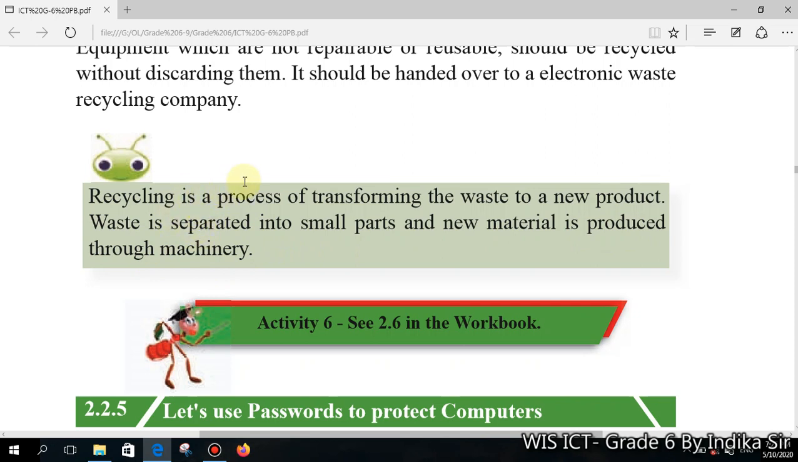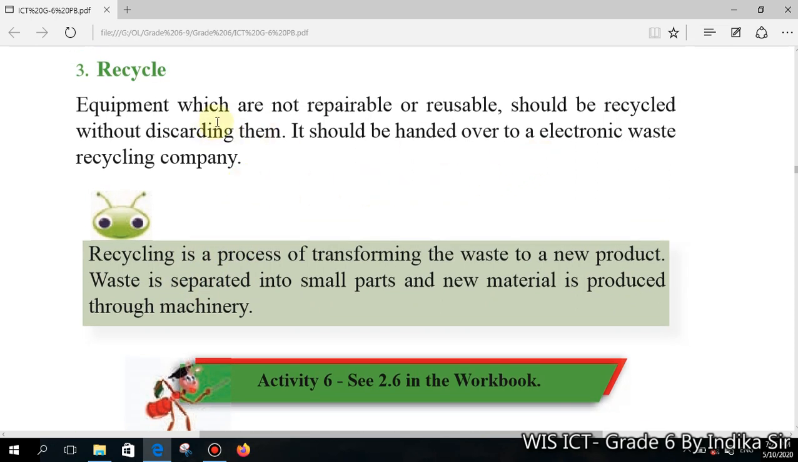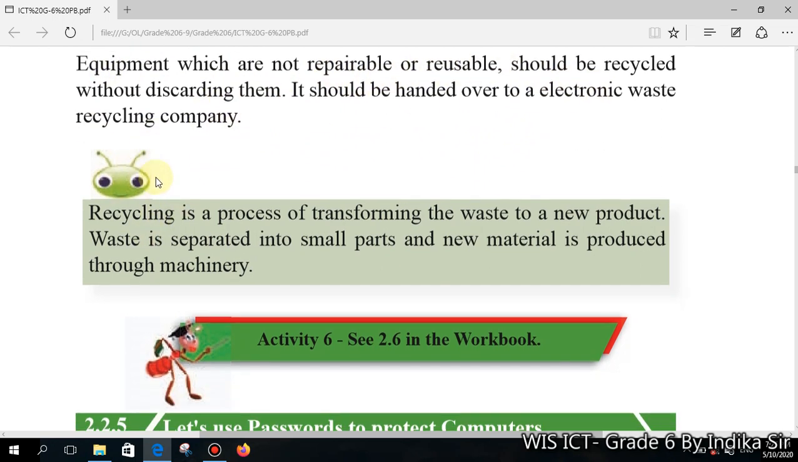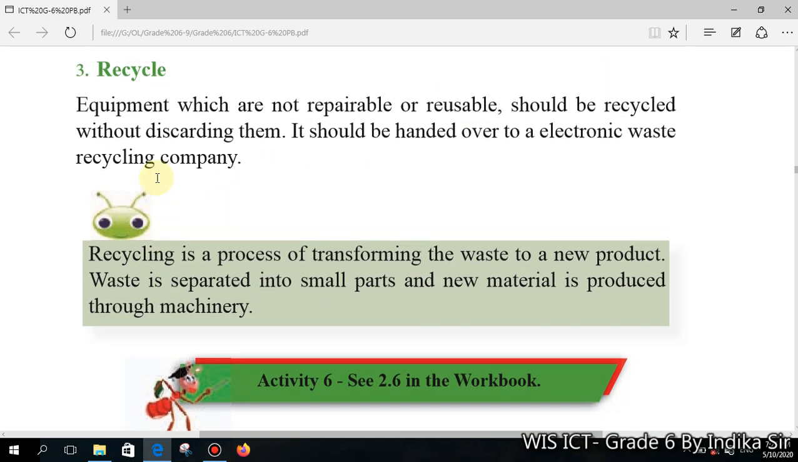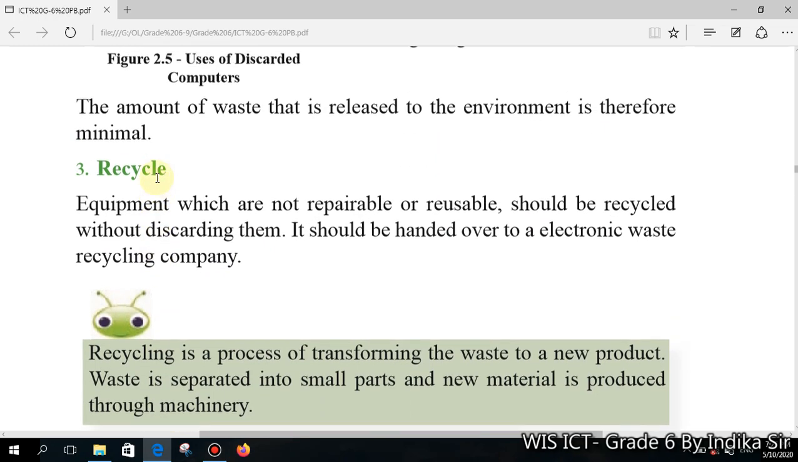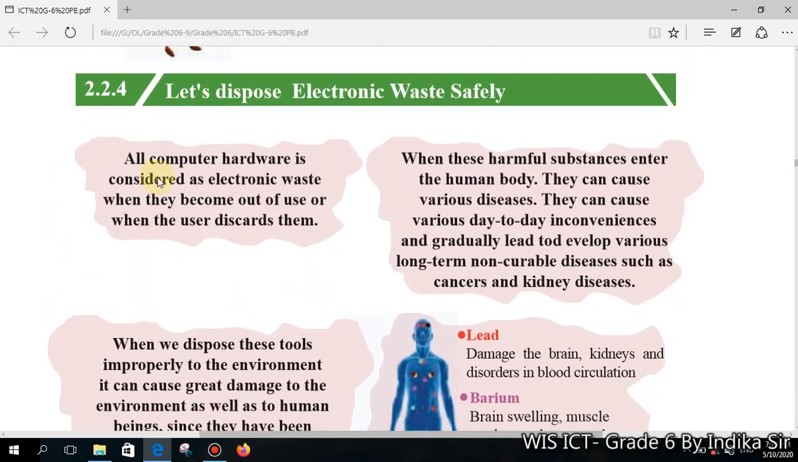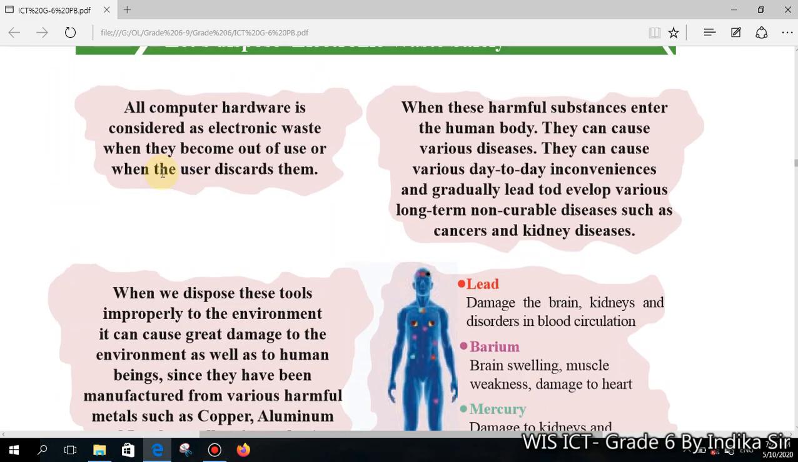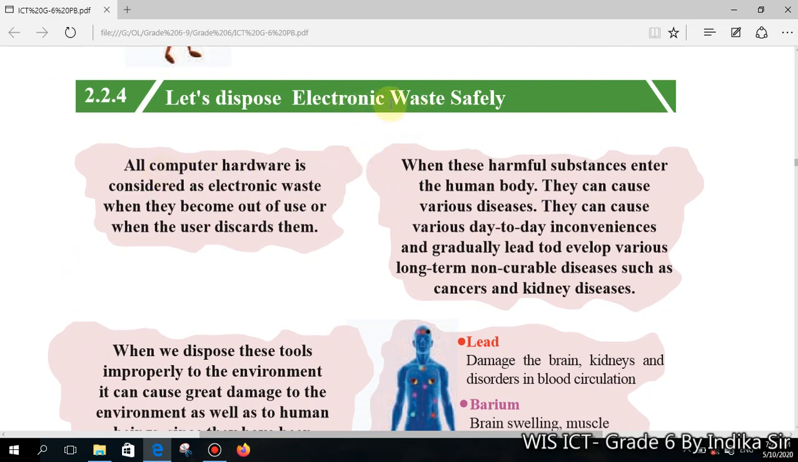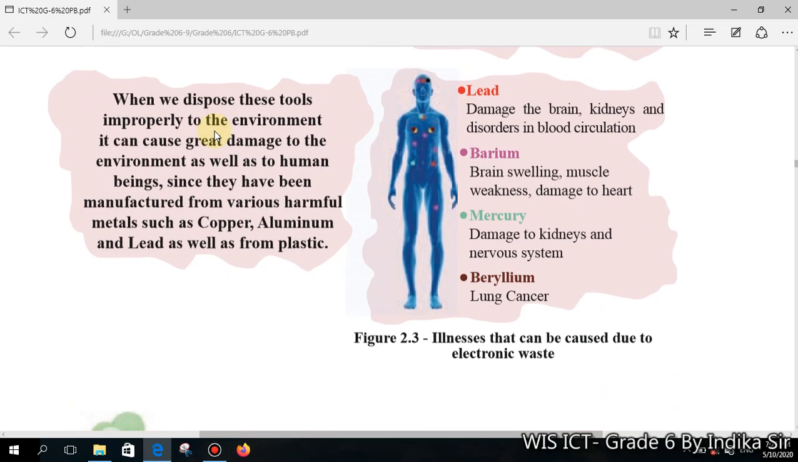We can't do it ourselves. You need to hand over this electronic waste which can't be repaired or reused to this company. They will recycle it. Then there will be minimal effect on our body. So that is how you understood about electronic waste and how to dispose of it.